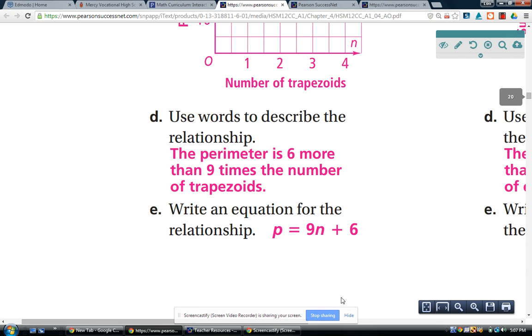And that's how you're probably going to see it when we get into linear equations. So I wanted to get you familiar with that. But this works also if you wrote an equation that looks like this, or you could have written y equals 9x plus 6, which is probably better, especially when we move forward.